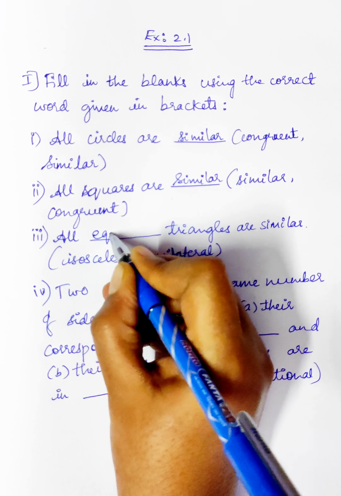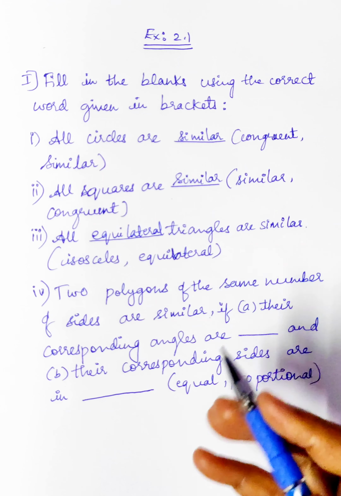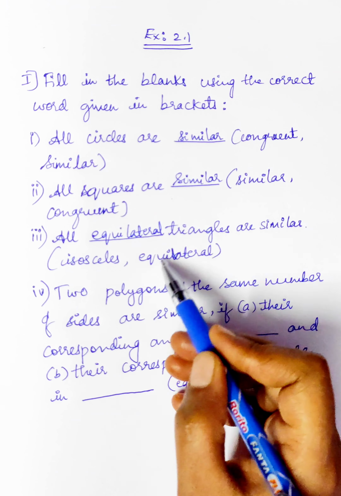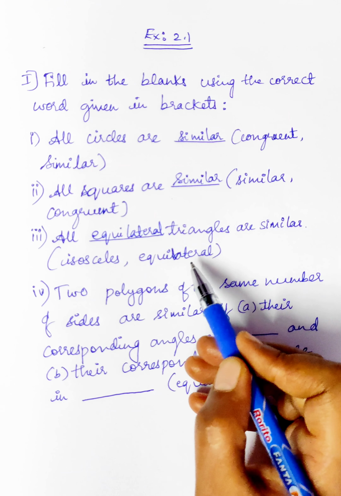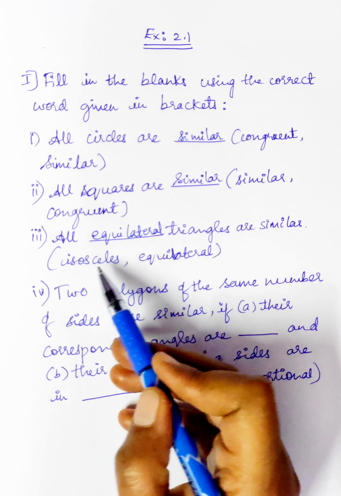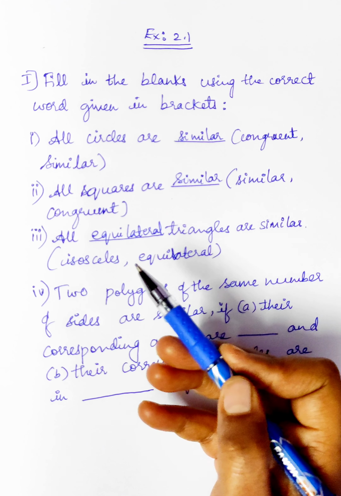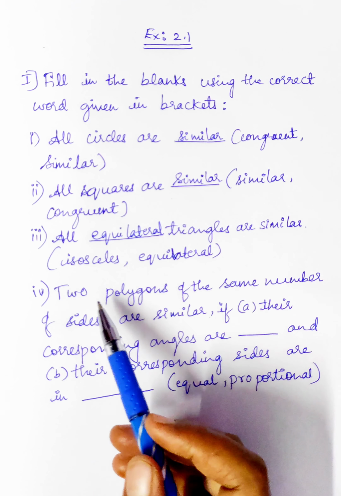So the answer is equilateral triangle. Why I have told you? Because all three sides are equal. That means they are having the same shape here. Here any two sides are equal, that means the shape may change. So all equilateral triangles are similar.